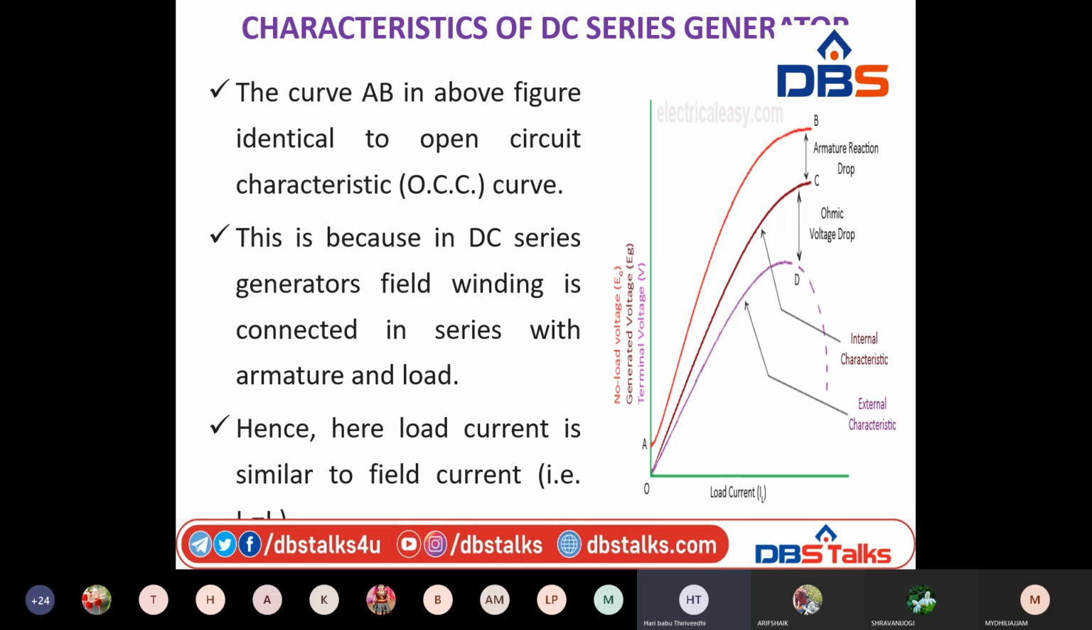As IA increases, armature reaction increases, but its effect is negligible. So that's why this is the internal characteristics and this is the external characteristics.